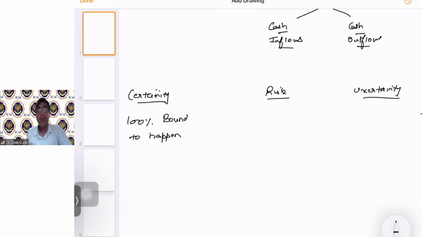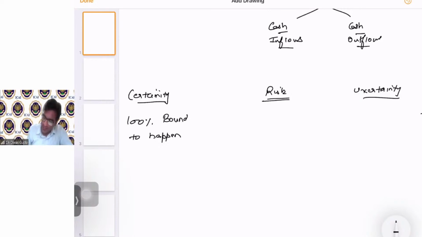For example, I definitely know that I'm going to pay rent because it is part of my agreement. And let's say that rent amount is 10,000 per month. So that is very much certain. If anything is covered by an agreement which is non-revocable, that I would say is a certain thing.